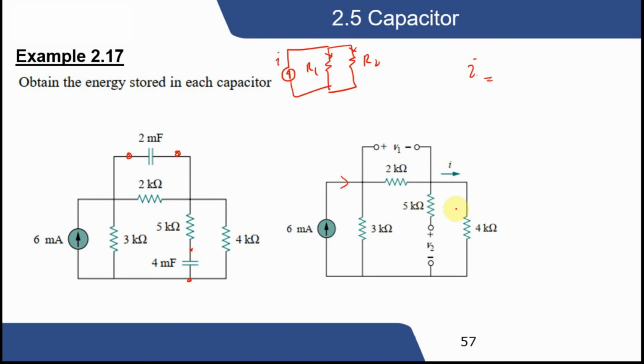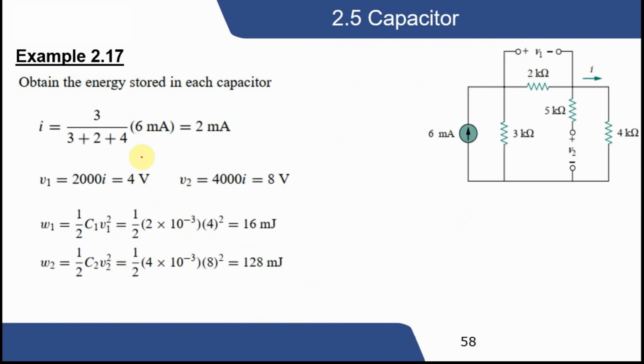So this and this become series. We can make a simplified network. This is a simplified network. We combine these two, 2 and 4, 6, and this combines 1. So we have 1 is 3 and 1 is 6. This is the 6 milliamps. We have to multiply with the I total. So this is the current we have, 2 milliamps.